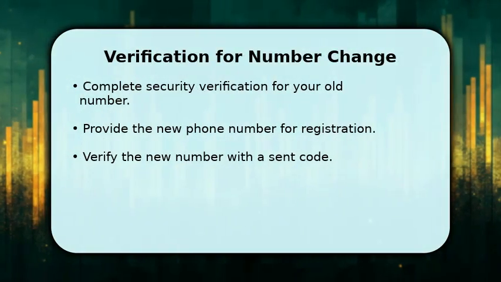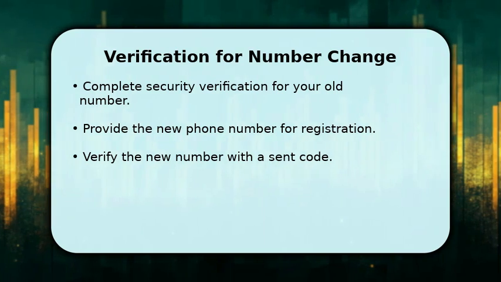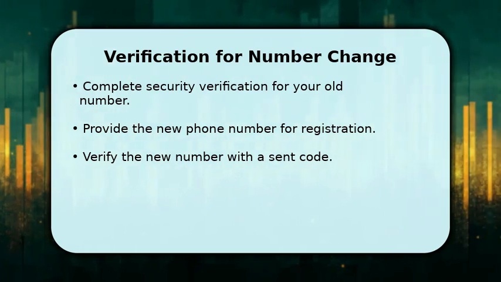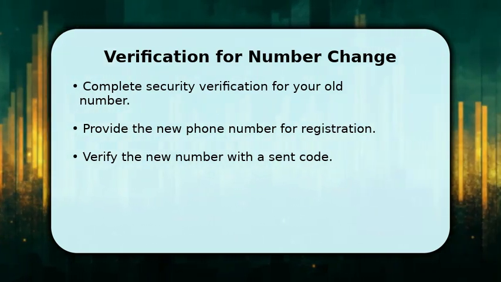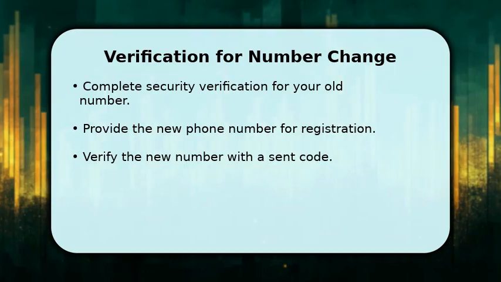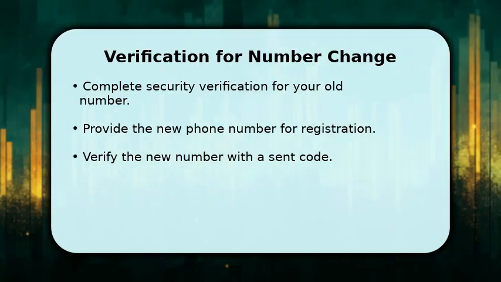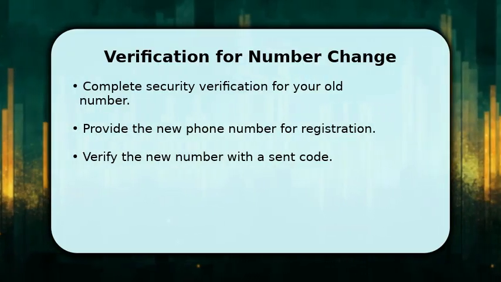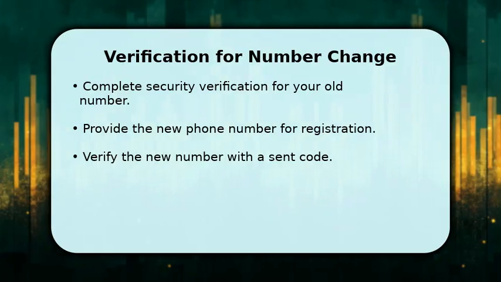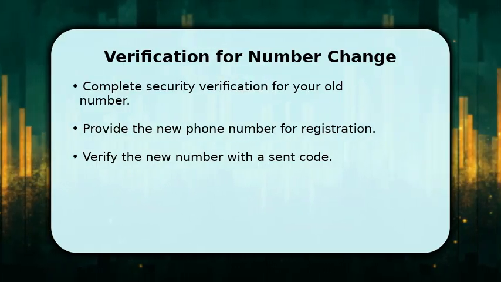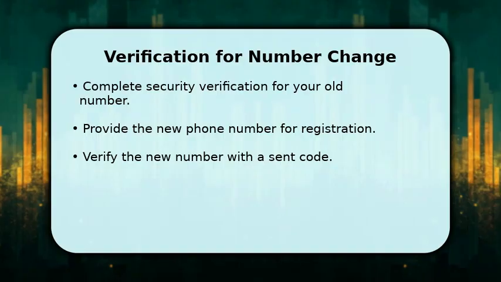To proceed, Binance requires you to complete a security verification using your existing phone number or other methods. This ensures only you can make changes. Once verified, you'll be prompted to enter your new mobile number. A verification code will then be sent to this new number. Enter that code promptly to confirm ownership and link it to your account.